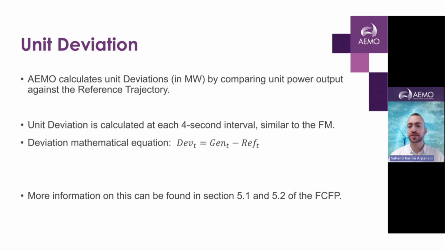AIMO calculates 4-second unit deviations in megawatt by comparing unit power output against its reference trajectory. Similar to frequency measure, unit deviation is calculated at each 4-second interval. A positive deviation is one that increases the net amount of energy in the system, or basically more generation or less load. You can find more information about the unit deviation in sections 5.1 and 5.2 of the FCFP.